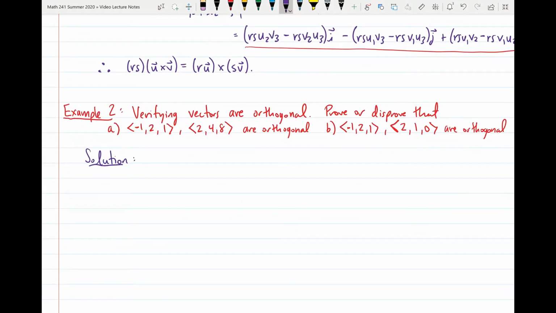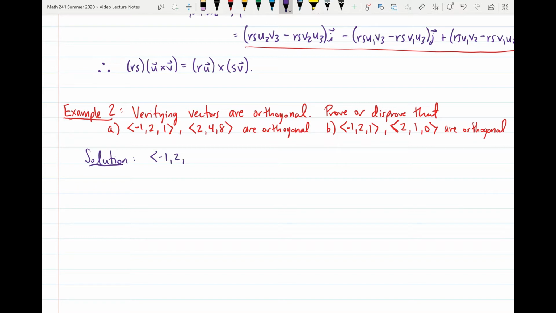All right, for the second example, we are going to apply the dot product to prove whether or not given vectors are orthogonal. So the question, we'll start off with part A, is to prove or disprove that the vectors -1, 2, 1 and 2, 4, 8 in component form are orthogonal. So let's start off with that.